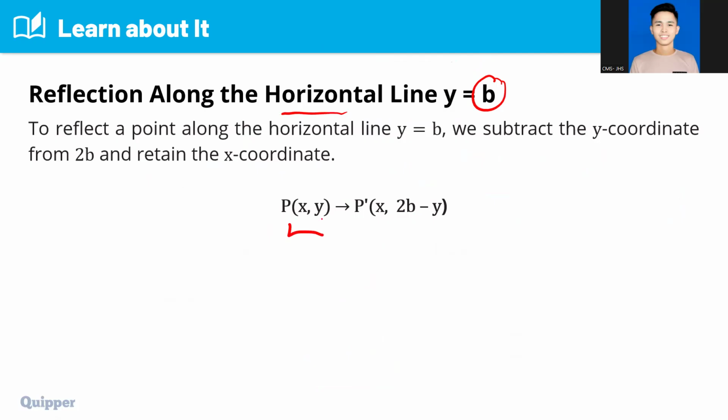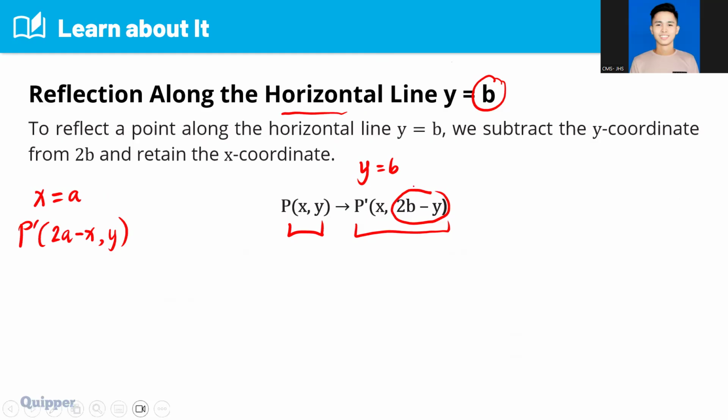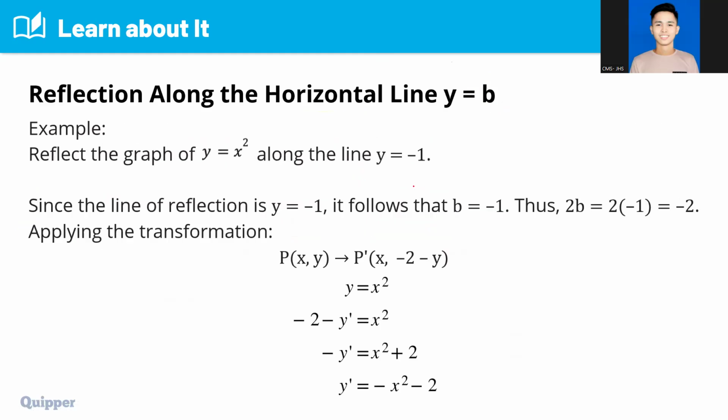So if you have this ordered pair, it will now become P prime, with x, and then for the y coordinate, 2b minus y. Again, if it's for x equals a, P prime will be twice a, or 2 times a minus the given x, and then comma y, right? But if it's y equals b, it's x comma 2b minus y. Don't be confused, okay? So let's have an example for this.